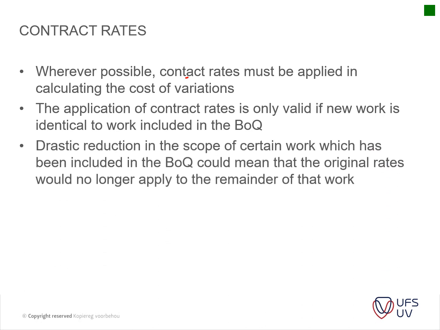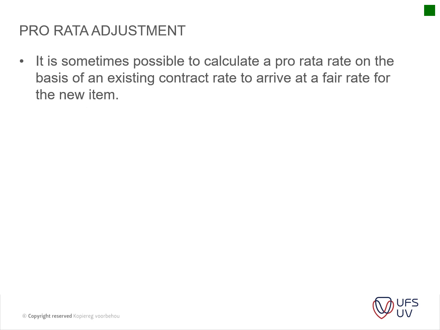Okay, a drastic reduction in the scope of certain work which has been included in the BOQ could mean that the original rate would no longer apply to the remainder of the work. So that's what we already spoke about. If there's a change in the specification, then the rate will have to be adjusted. Okay, pro rata adjustments. So it is sometimes possible to calculate the pro rata rate on the basis of the existing contract rate to arrive at a fair rate for the new item. So basically this is just a negotiation process.